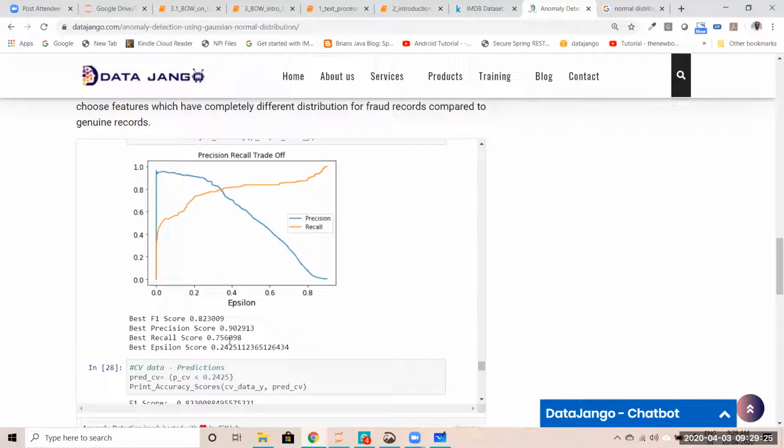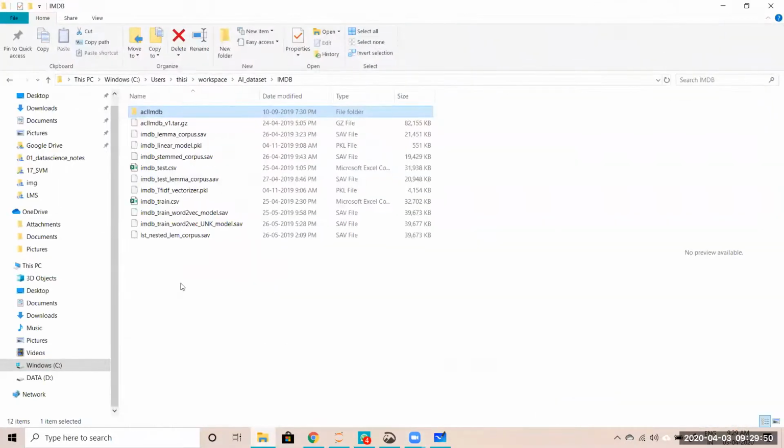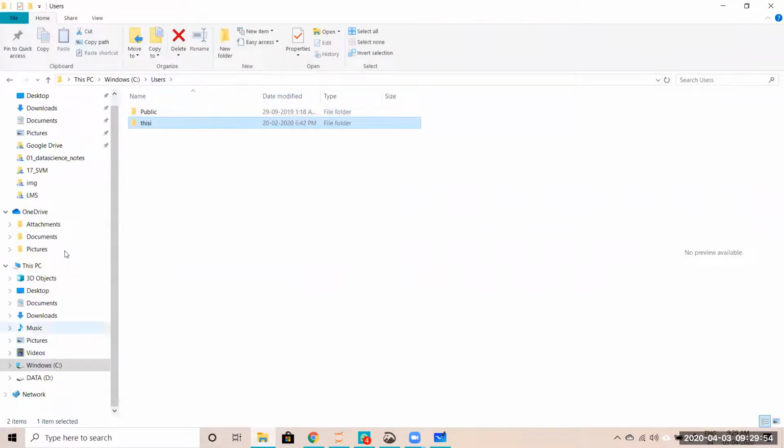Got it? What is recall? All the existing positive records, how many of them are predicted correctly, right? Guys, a little bit confused. Okay, let me open the diagram. Yeah, that's why they call it a confusion matrix. Let me open the diagram and try to explain.